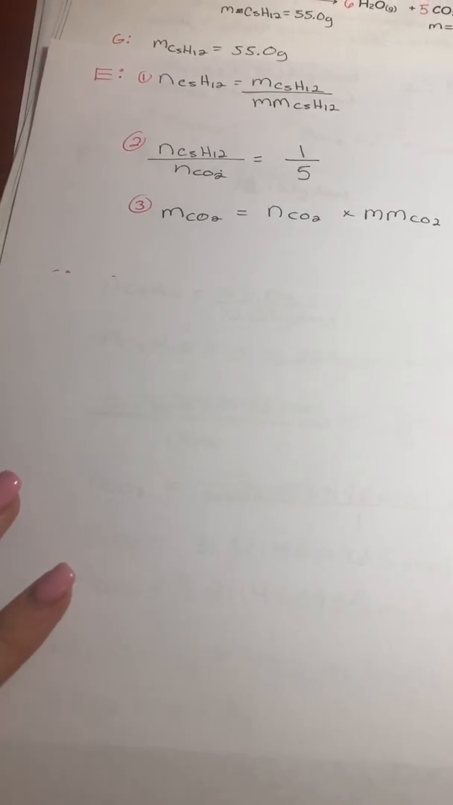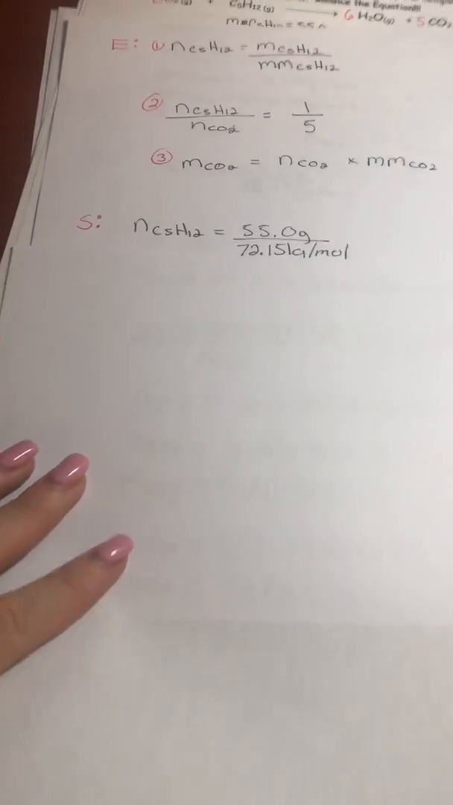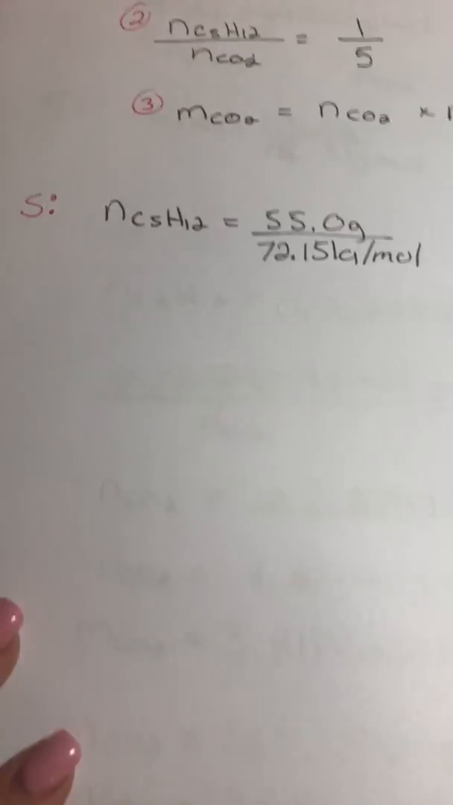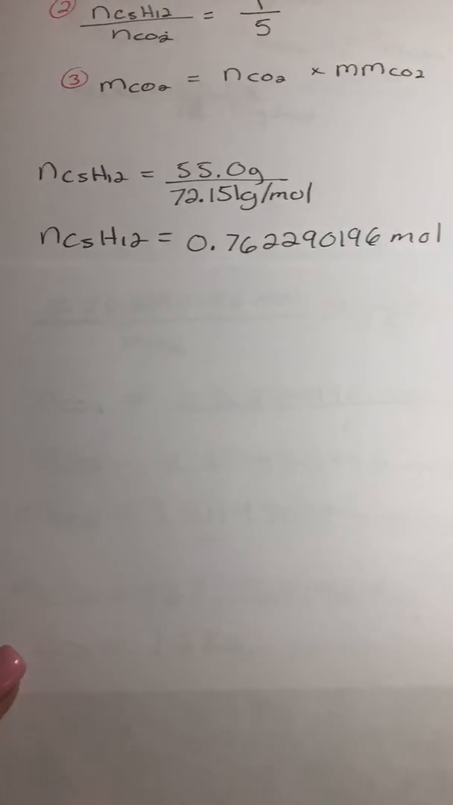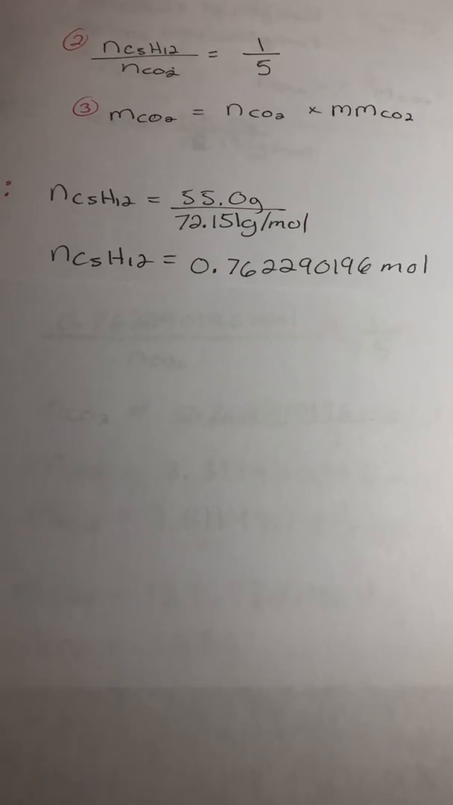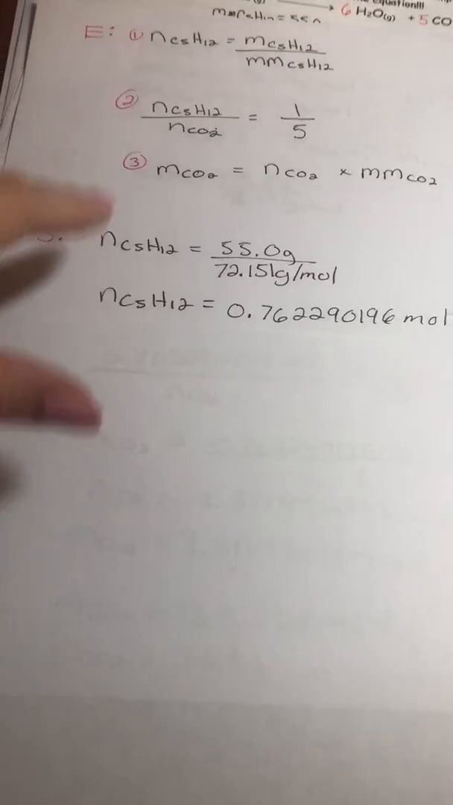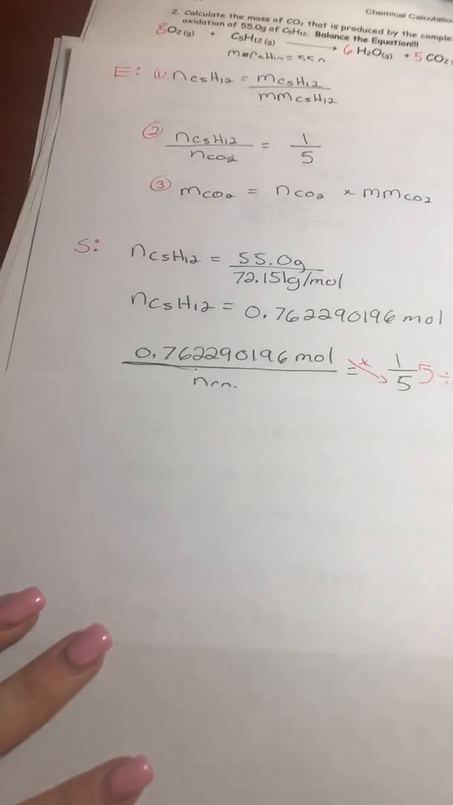Okay, so my first equation, I need to find the moles of C5H12. So I take the 55 and I divide it by its molar mass. And I get a very long moles value. Okay, I will then take that moles and plug it into my second equation. So it looks like that.